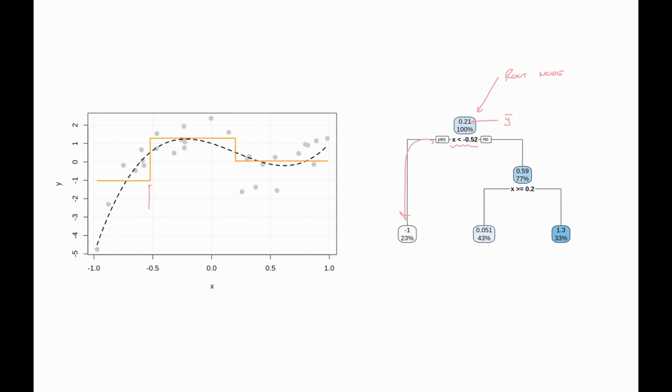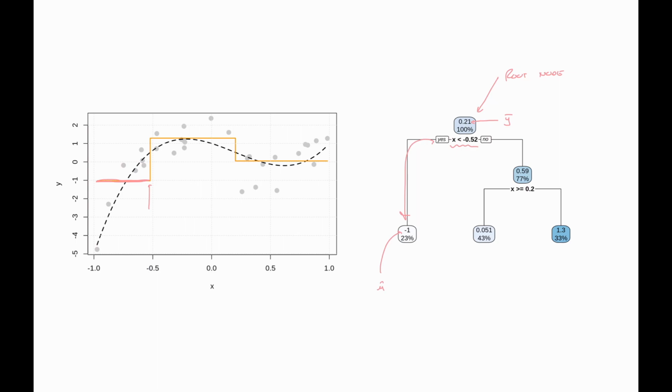Okay, cool. How much of the data is in that partition? 23%, which, yeah, sure, that checks out. But importantly, what do we predict in that region? Well, this. I'll call this mu hat in that region. So that -1 is seen right here, which is the average of the yi values for this point, this point, this point, this point, this point, this point, and this point. Okay, cool. So if we weren't less than negative 0.52, we come down this way.